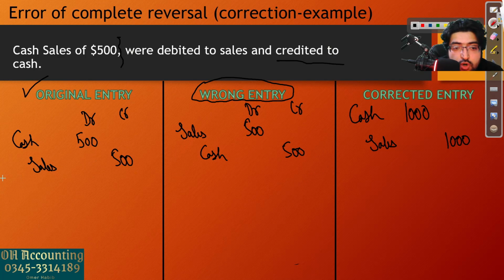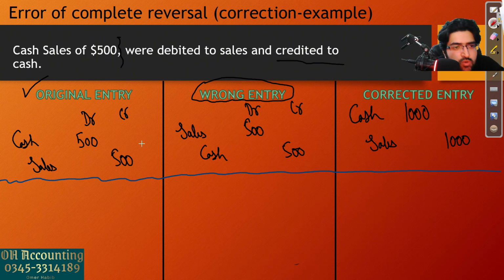I will also tell you a shortcut now how to correct this error. I have explained this to you, that why we make this entry, but now I am giving you a shortcut as well, which you can use in your exam. You must know the original entry, but even if you don't understand the wrong entry, it's fine. Whenever you see this complete reversal, which means you have messed up what to debit and what to credit, and you have reversed the entries, all you have to do is see. Let me give you another example to show that.